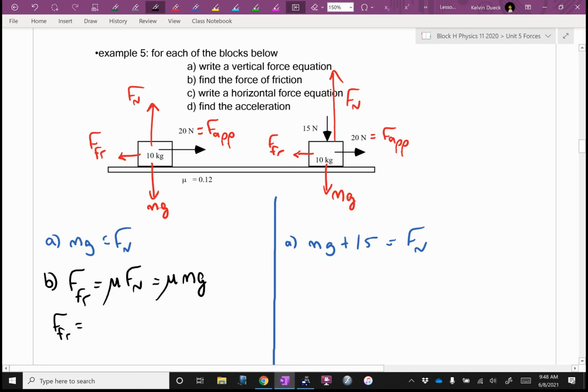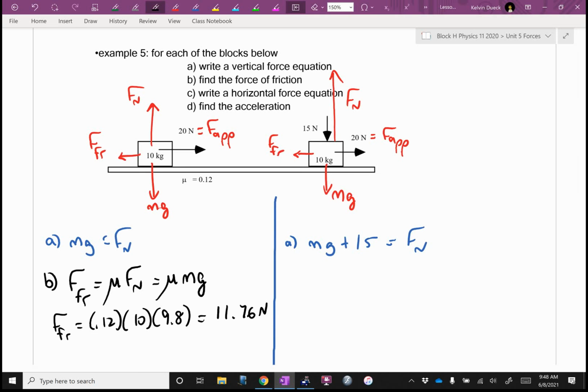What's mu? 0.12. What's m? What's g? I can do this in my head. 10 times 9.8 is going to be 98. 98 times 0.12 is going to be 9.8 plus 1.96, which is 11.76. Did you forget to add 15? No, I'm doing the left-hand one. Oh, that's right, that's why I drew a line. Left side. Okay.